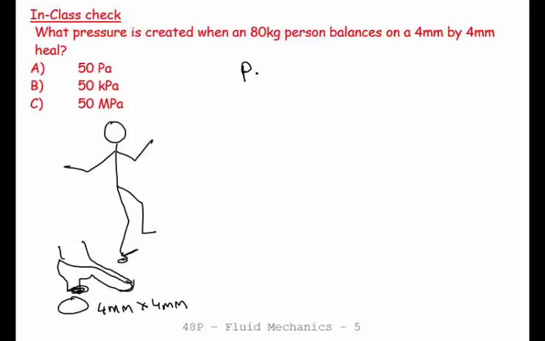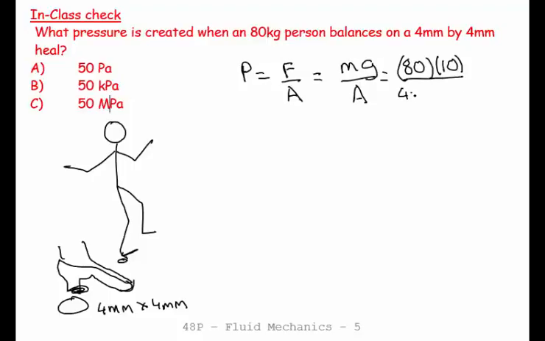And we say pressure is equal to the force per unit area, or the force divided by the area. So we have the force, and the force is of course equal to the mass of the person times g over the area, which is going to be, in this case, 80 kilograms times 10 newtons for every kilogram, that's g, over 4 times 10 to the minus 3 times 4 times 10 to the minus 3.